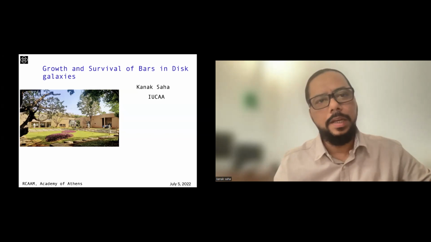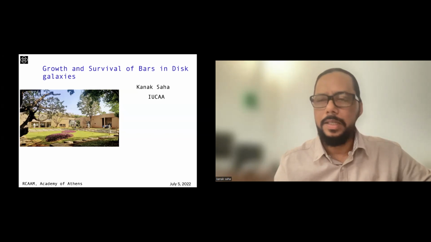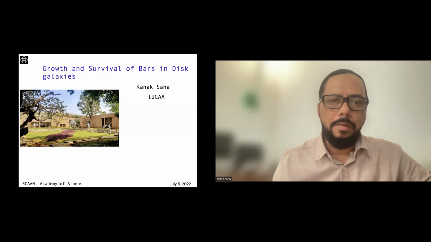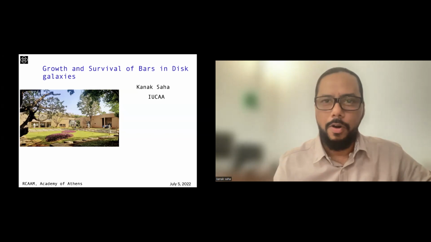Today I'm going to talk about growth and survival of bars in disk galaxies. It's a title that's pretty general. I mean, if we understand both, we understand all of what's related to the bars in galaxies.